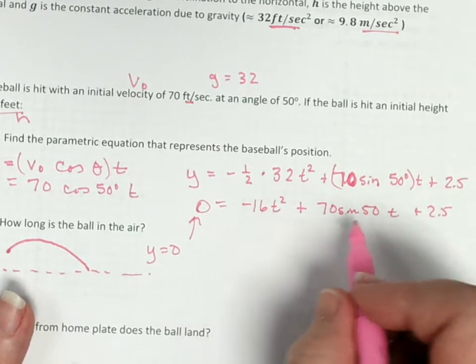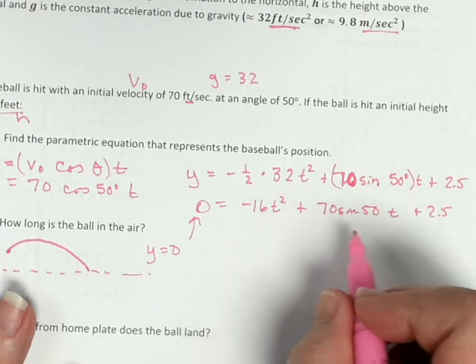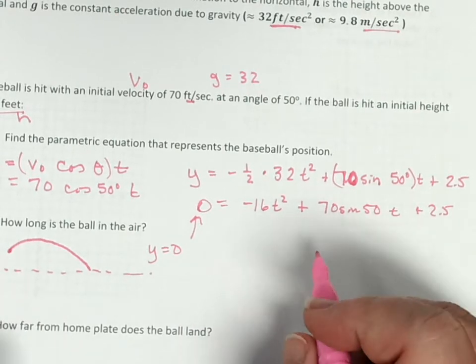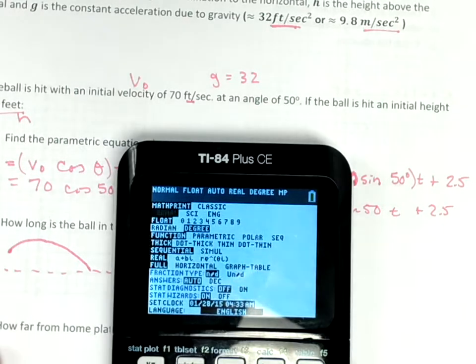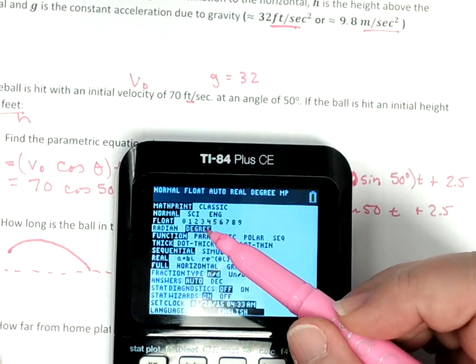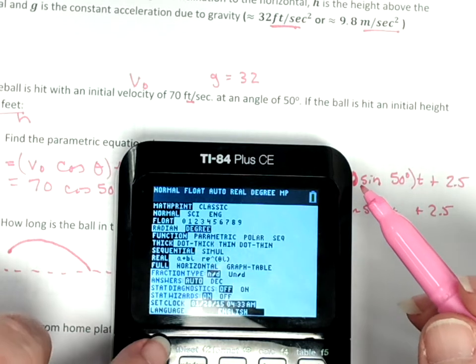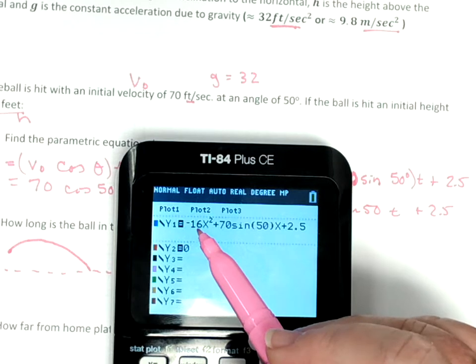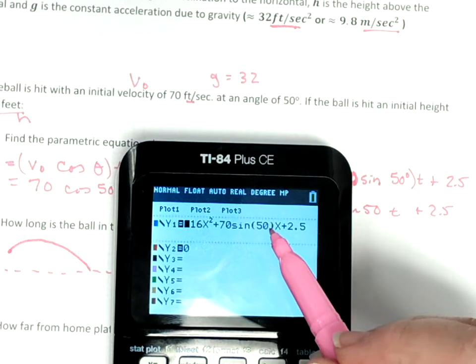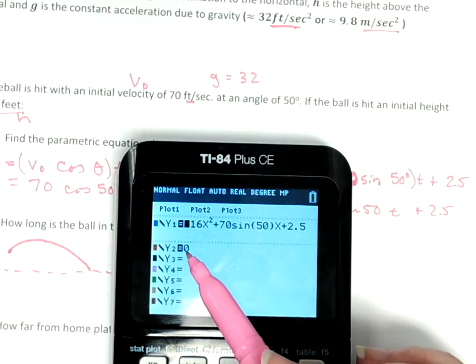Well, if you want to, you can use the quadratic formula, plug in x equals negative b, and so forth. But that's a lot of work there. What if I just go back to function on my graphing calculator? Let's go back to the mode. Make sure that we are in degrees because it's 50 degrees, and I went back to function. Now the equation that I typed in, two equations. I typed in the first one, negative 16x squared plus 70 sine of 50 x plus 2.5. There's my y equation. And then I set it equal to 0.